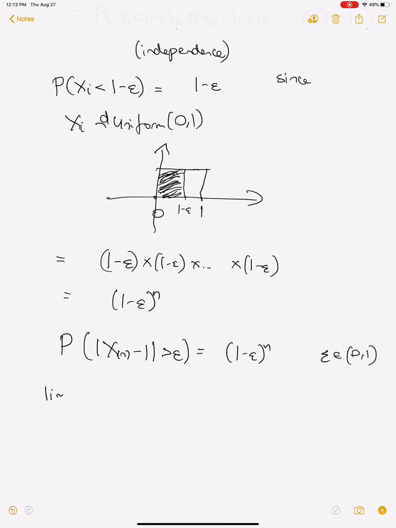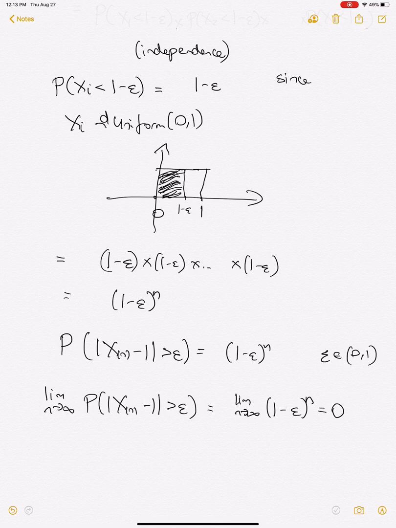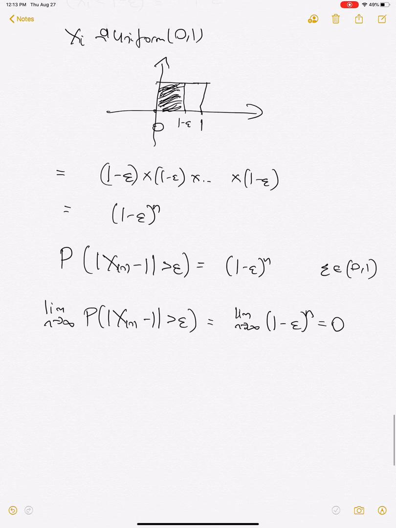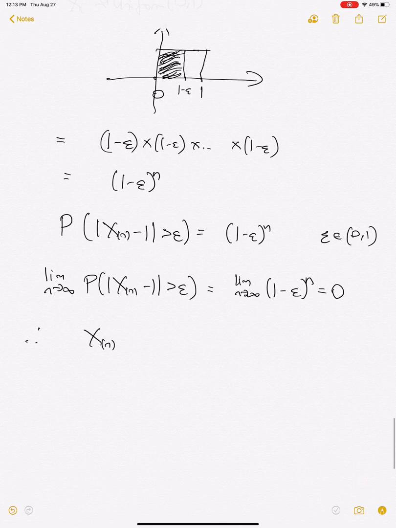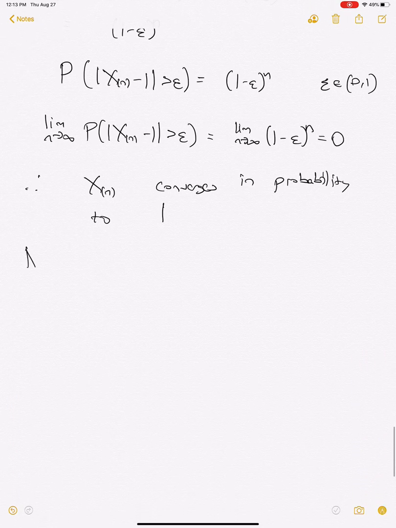Let's recall that to show that this is converging in probability, we need to show that this converges to 0. And indeed, it's very simple to show that it does. You've got a number that's between 0 and 1, and you're raising that to the power of n. As n gets big, that obviously converges to 0. And so therefore, we've proven that xn converges in probability to 1. And I'm going to use this notation from now on.